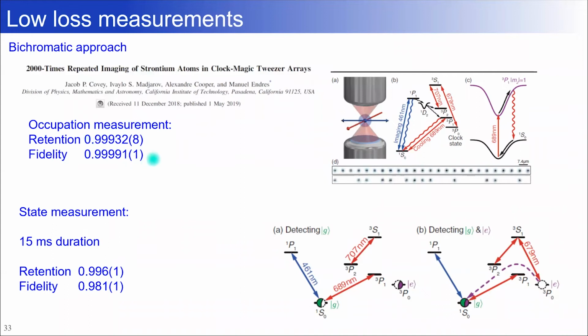They could measure an atom and have only 10 to the -4 probability of a loss. So the retention is better than 3 nines. And the fidelity of knowing whether or not an atom was there was about 4 nines. So they could image a single atom 2,000 times repeatedly without losing it. And that just shows you if you have an atom or not.